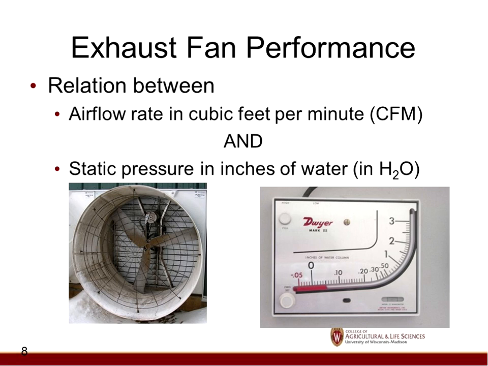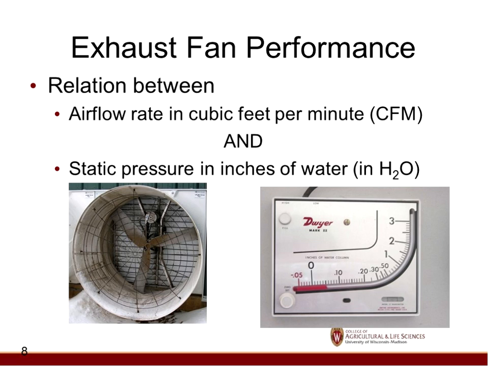For an exhaust fan, which is required for ventilation, there's a relationship between the airflow that we can get out of that fan and the static pressure. You may find a fan that's 20,000 CFM, but you also have to ask yourself at what pressure difference between the inside and the outside of the building, which we call static pressure, is that at. Because as static pressure increases, the fan output decreases.